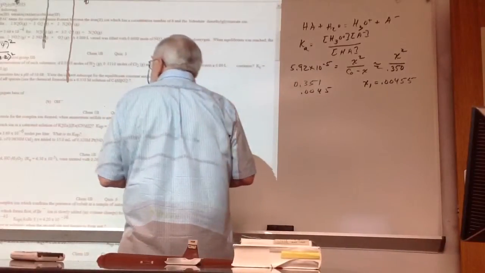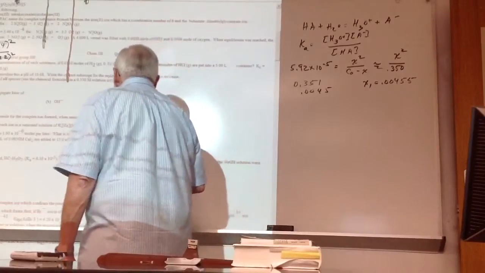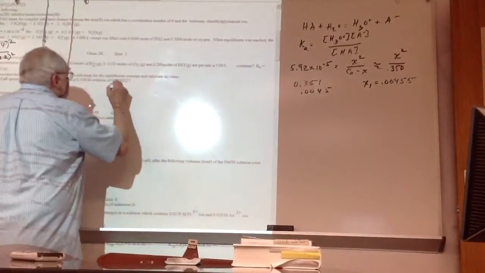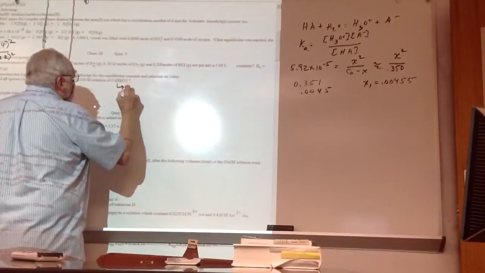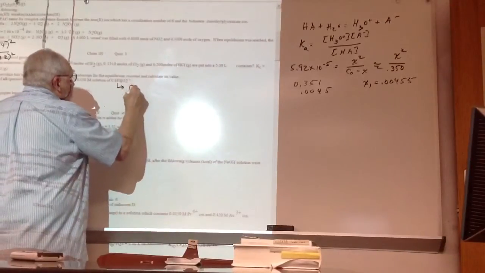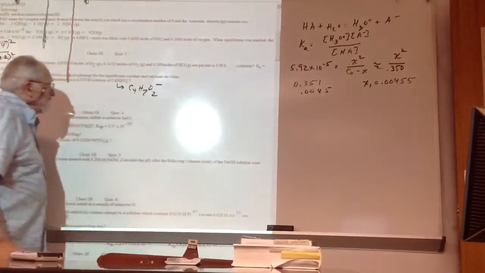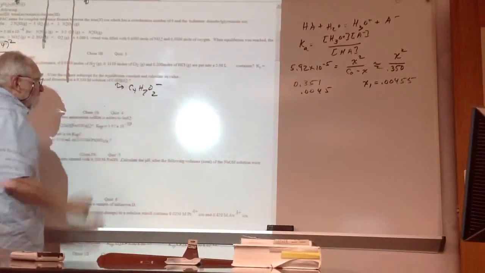answer these. It says use the correct chemical formulas. This is where you have to worry about conjugate acids and bases. This is the acid. What's the conjugate base? I wrote A minus up there. It's C4H7O2 minus. That's the conjugate acid base pair.